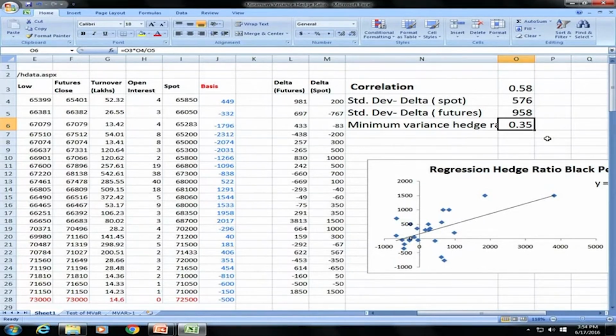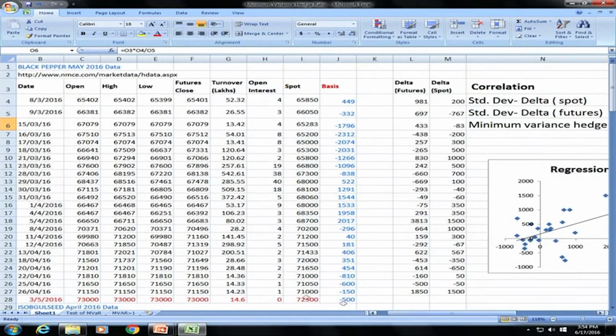So if he is holding, let's say, 100 metric tons of black pepper underlying, a producer holding 100 metric tons can go ahead and buy futures contracts for 35 metric tons. Now let's take another example.